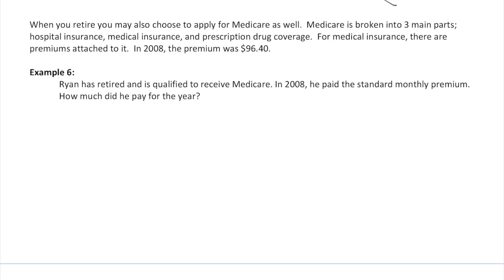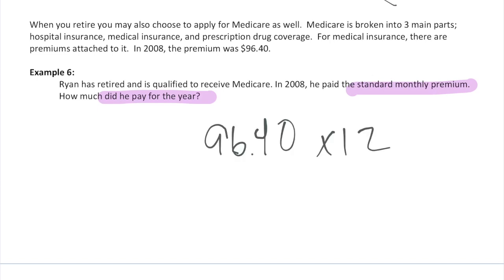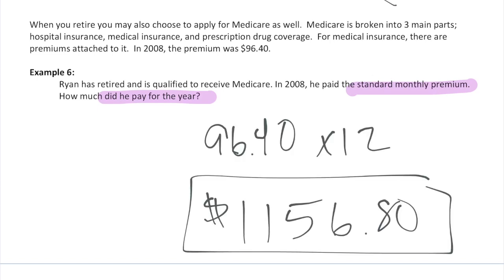So here, the monthly premium is $96.40, and Ryan paid the standard monthly premium. And so how much did he pay for the year? Pretty simple math. If he's paying $96.40 per month, how much did he pay per year or for the year? You simply just take the $96.40 and multiply it by 12, and voila, you have how much.